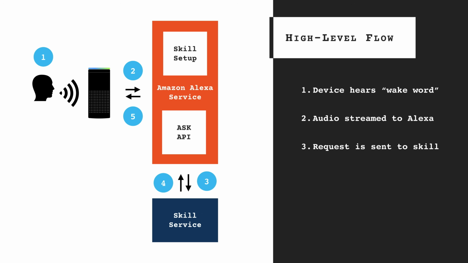If the request is for a skill, the Alexa service sends the request to a skill service that the developer created to provide the skill's functionality. The skill service takes action on the request and generates a response that is sent back to the Alexa service through the Alexa Skills Kit API. From there, the Alexa service responds back to the user.